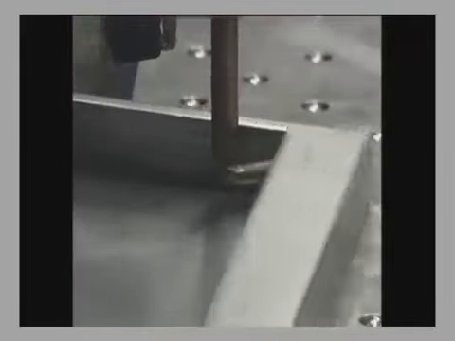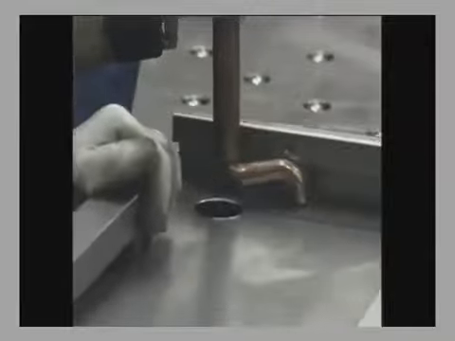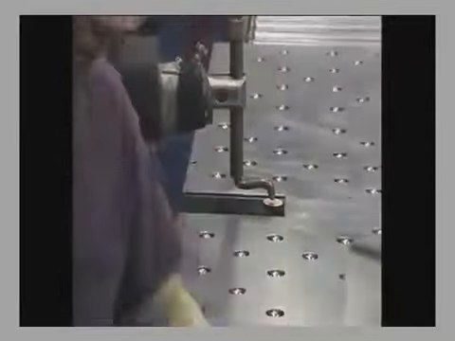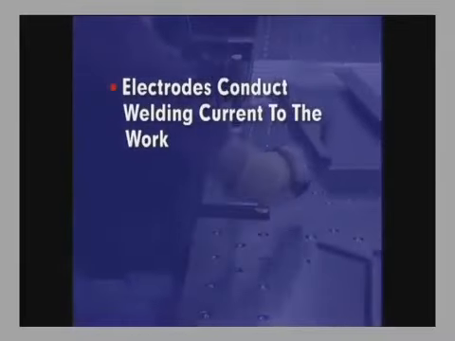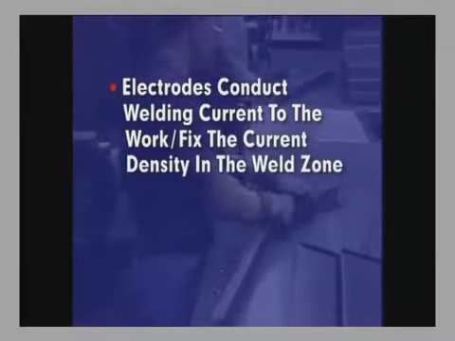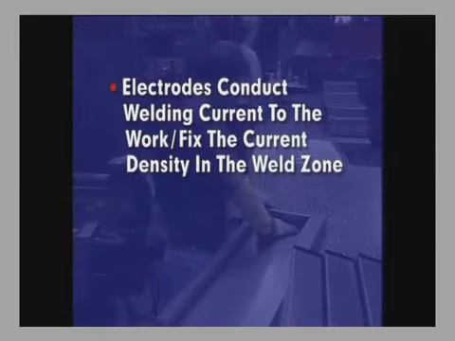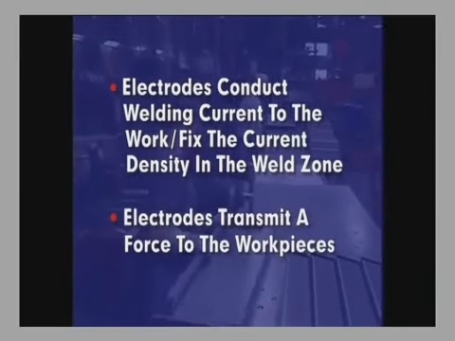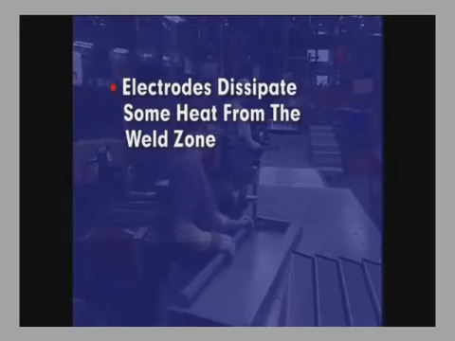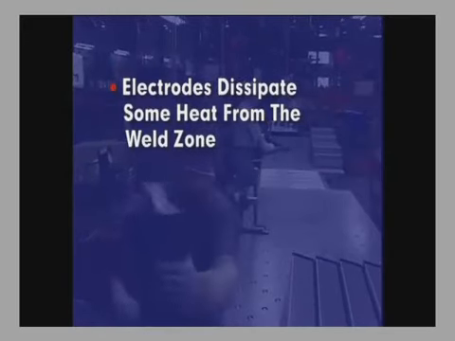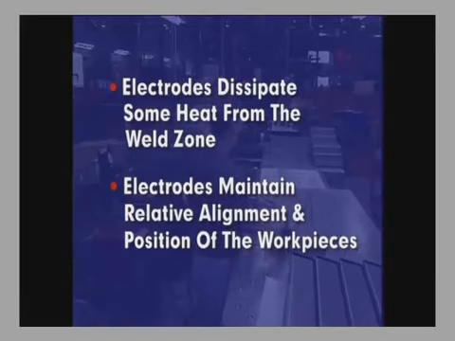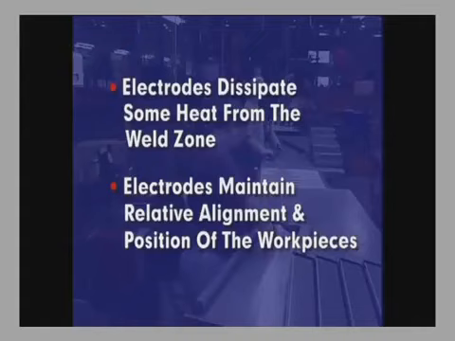Resistance welding processes use copper electrodes. These electrodes perform four functions. They conduct the welding current to the work, and in some cases, fix the current density in the weld zone. They transmit a force to the workpieces. They dissipate some heat from the weld zone. And they maintain relative alignment and position of the workpieces in some resistance welding operations.